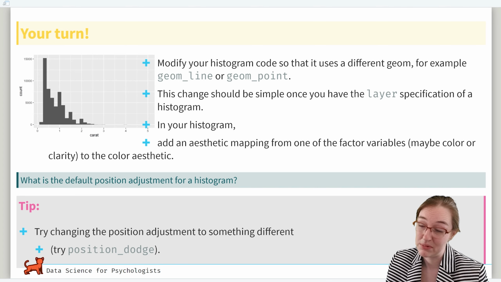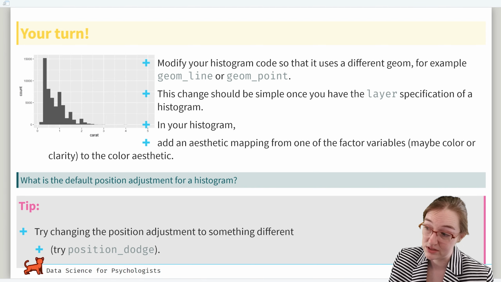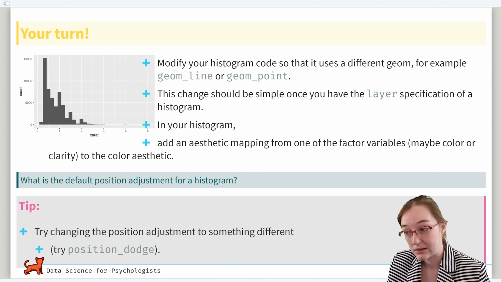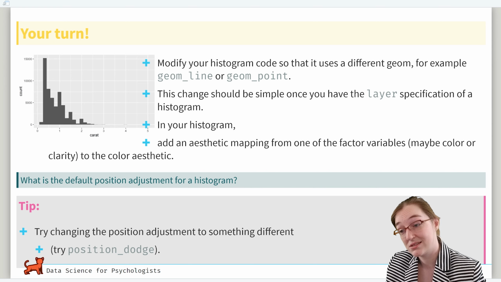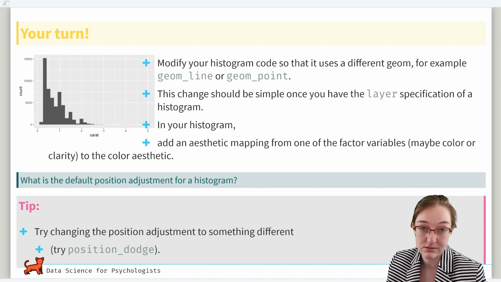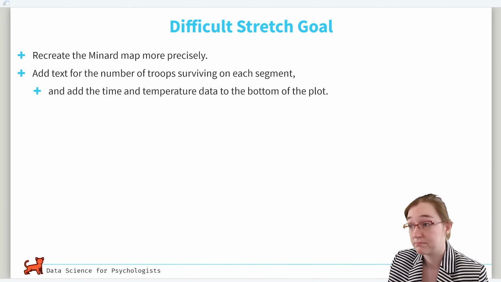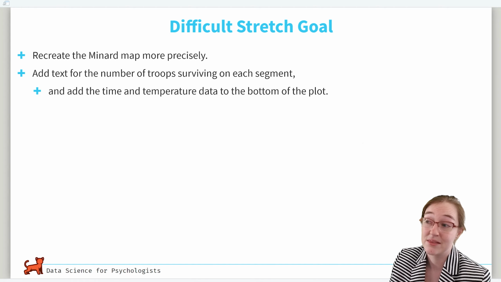In your histogram, you might want to think about adding an aesthetic from one of the factor variables, maybe color or clarity, to the color aesthetic. It will also help to think about what the default position adjustment is for the histogram. Tips include trying to change the position adjustment to something different, using position dodge. That's one way.